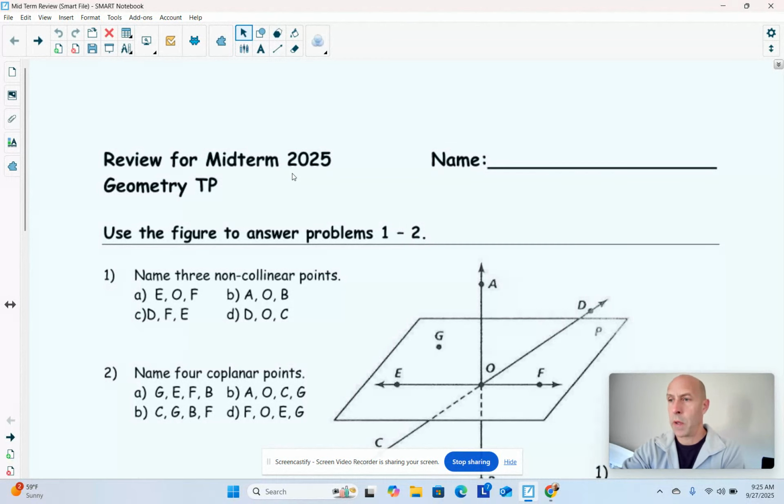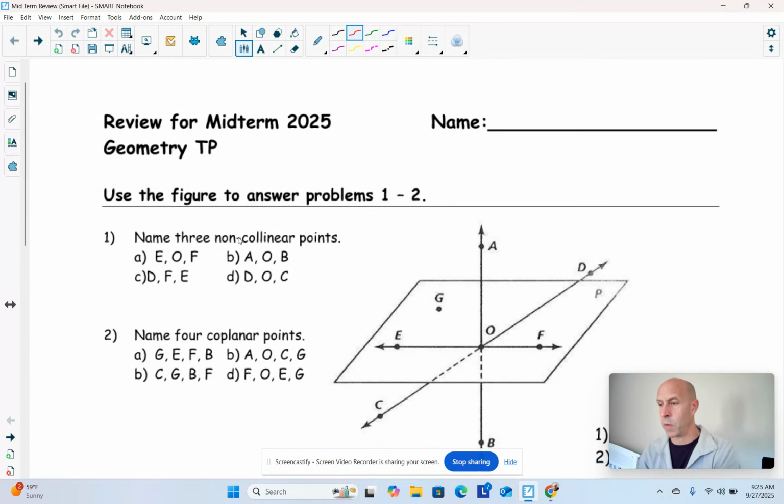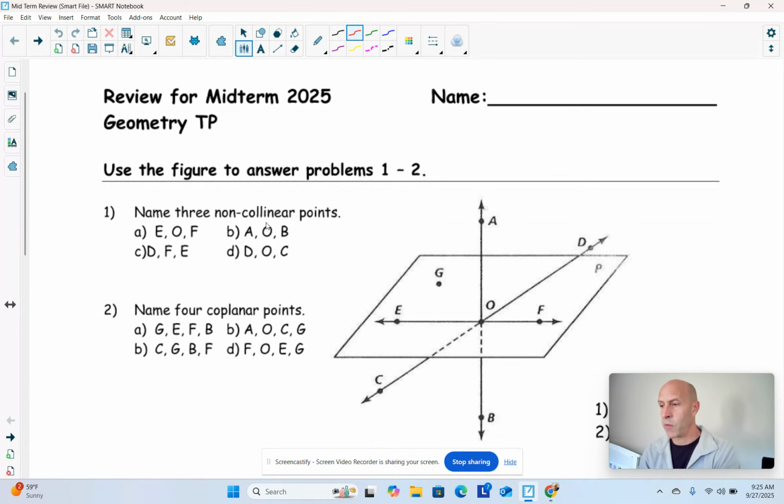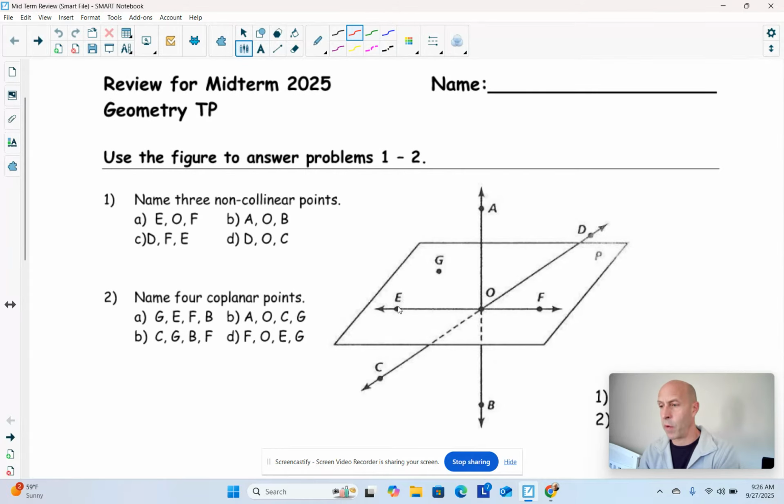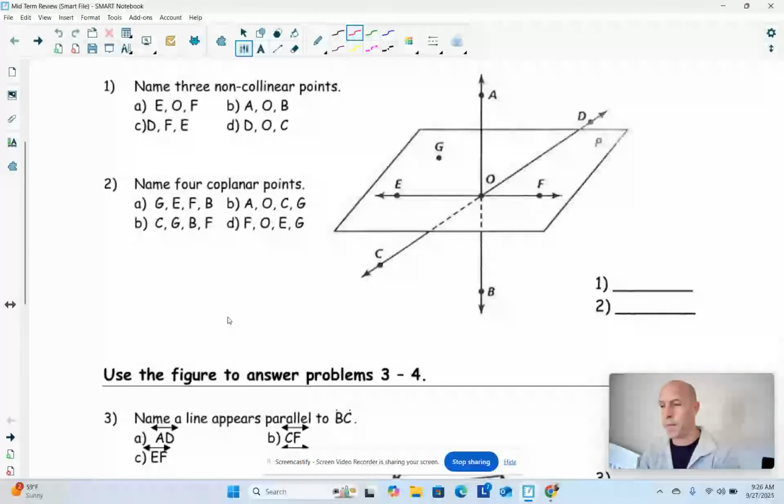Alright guys, what we're going to do here is I'm going to go through a few of these problems with you just to make sure we're in good shape. So problems 1 and 2, you have this plane, it's got points. You'll notice that line AB, for example, pierces the plane P at O. And so question 1 is name 3 non-collinear points, and question 2 is to name 4 coplanar points. So 4 coplanar points would mean all 4 points have to be on the plane. So that's how you would do number 2.